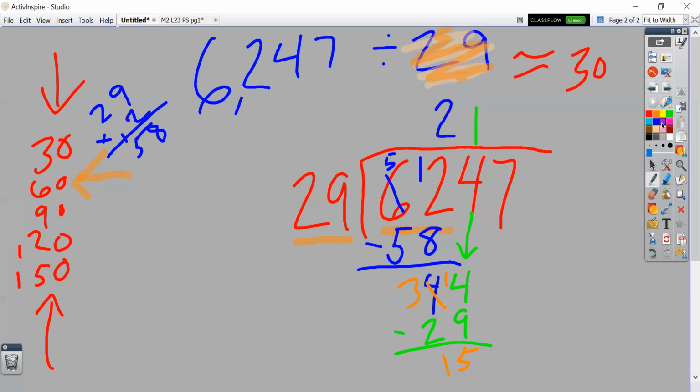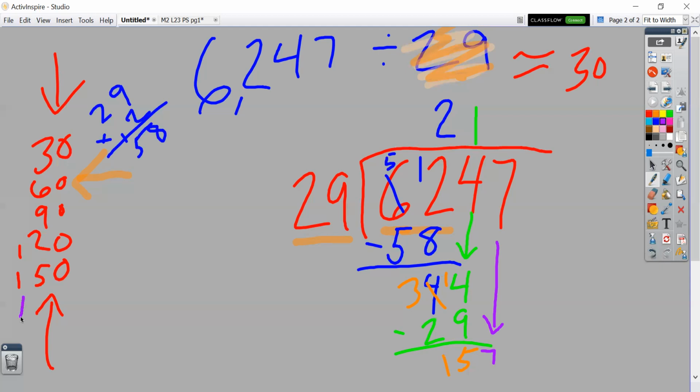All right, so 15 in my remainders, 15 remaining tens. That's less than 29, so I know that I'm done doing equal groups. And now I can bring down the 7 from the ones. Well, now I'm working with 157 ones.